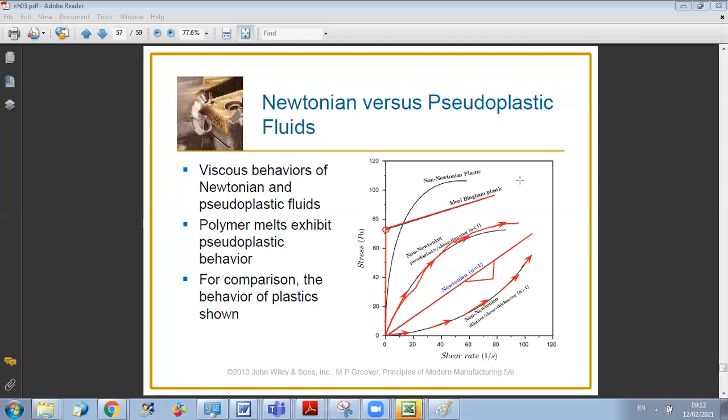And also you have the mayonnaise. So for example, mayonnaise can sit in a pile on a slice of bread as long as the shear stress is less than the yield stress. But if you put a knife on it, it can flow smoothly when the knife exerts on it a certain stress above the yield stress. Okay, so these are examples of Bingham plastic. So this is what we should know about the different behaviors of fluids.